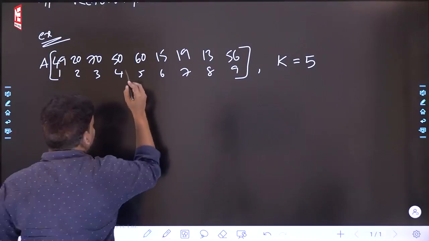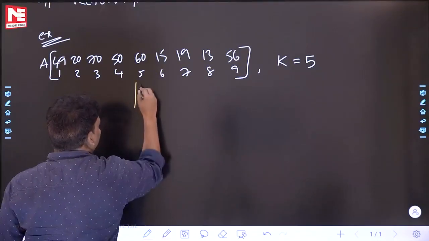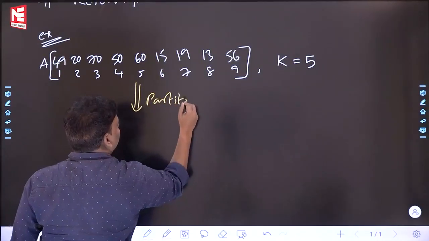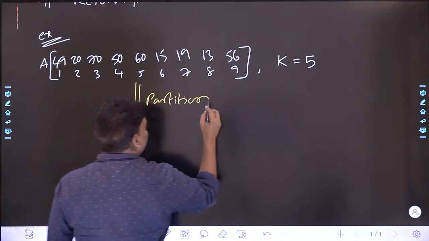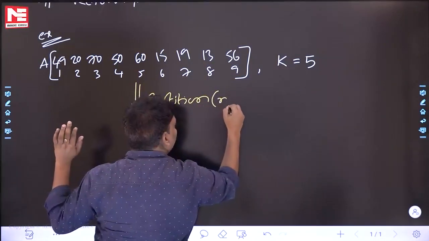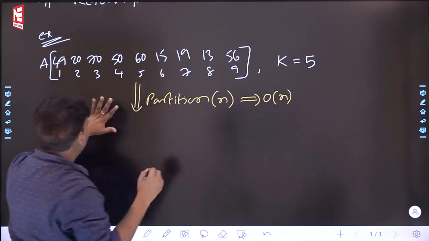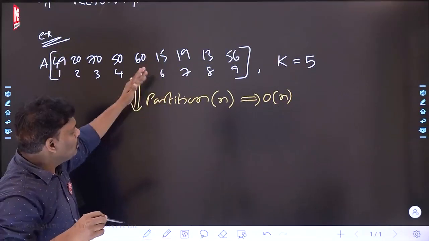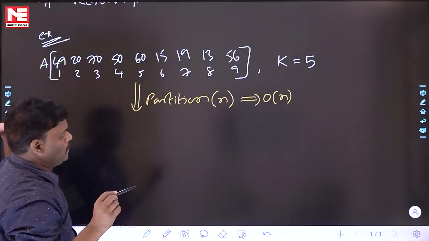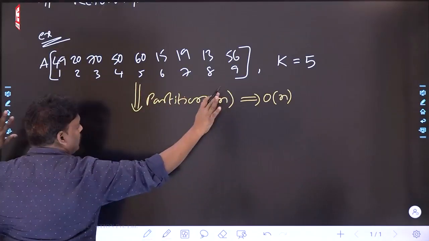As I mentioned, this algorithm is completely based on the partition algorithm. I am applying the partition algorithm. Please be careful. Partition algorithm on n elements takes time order of n, you know, one for loop is required. On this array I am applying partition algorithm. I didn't mention the pivot; by default the pivot is the first element, right? So the time complexity is order of n.